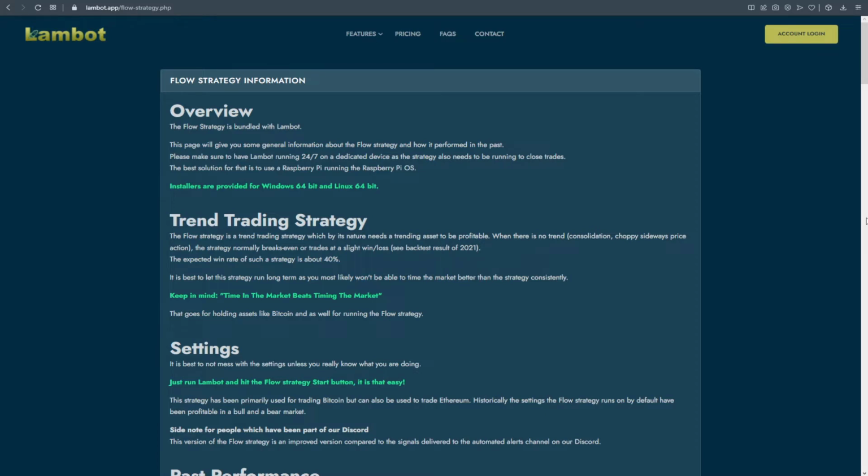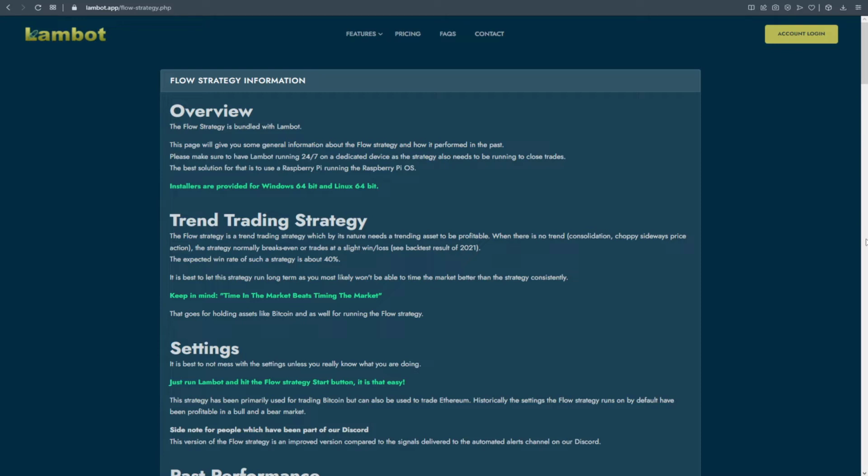Another important thing about Lambot when running the flow strategy is that it runs 24/7. The best way to ensure that is to run Lambot on either a dedicated PC or laptop with constant power and internet connection, or what we would recommend is a Raspberry Pi with Ethernet connection to your modem.